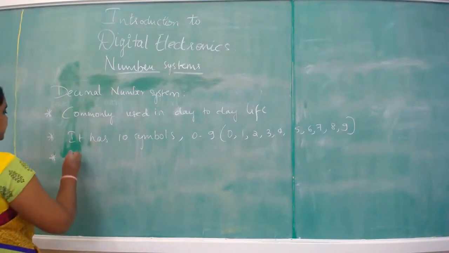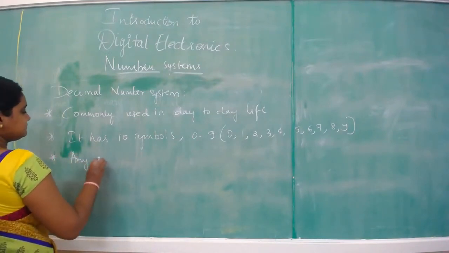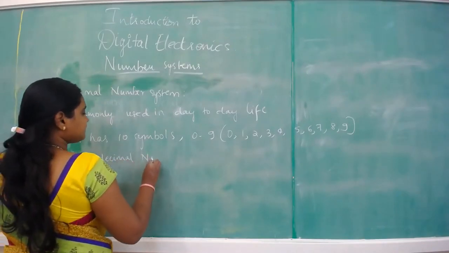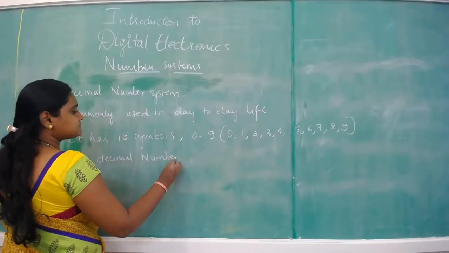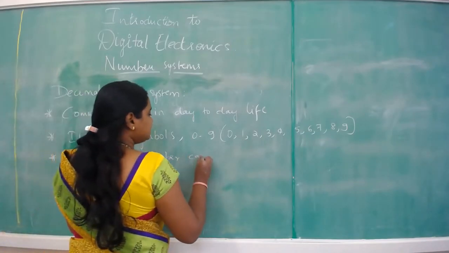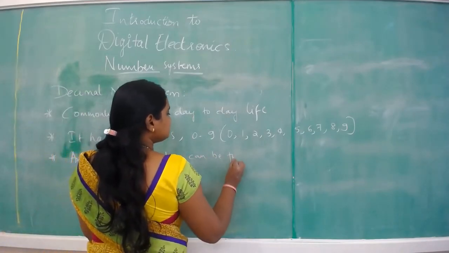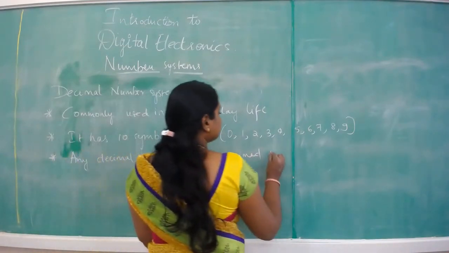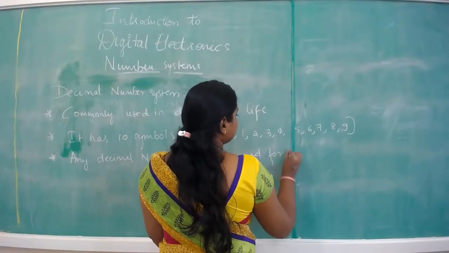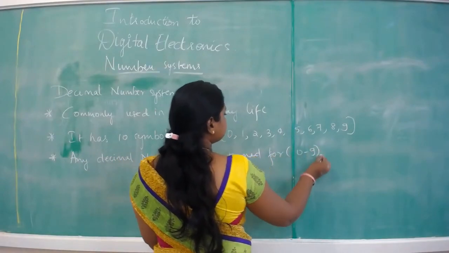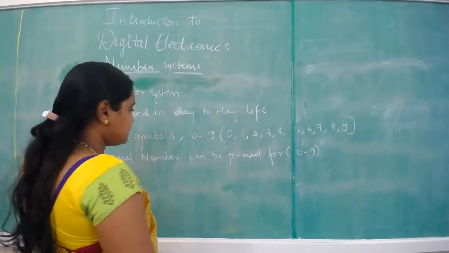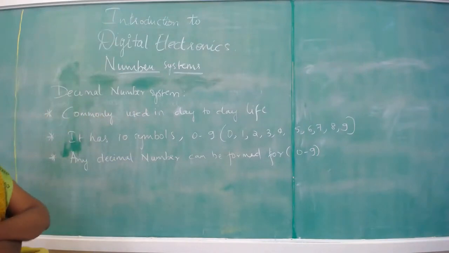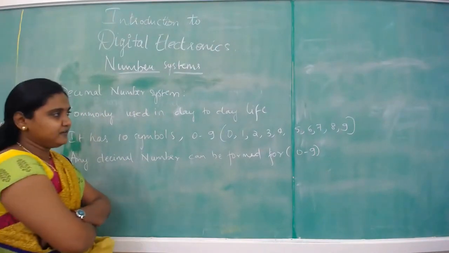Okay. Any decimal number can be formed from 0 to 9. Okay, any decimal number can be formed. So this is about the decimal number system that we are practicing in our day-to-day life.